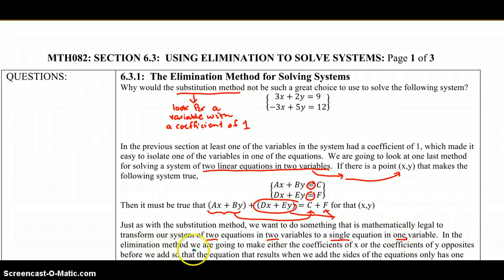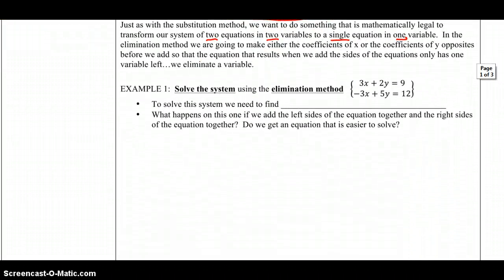In the elimination method, we're going to make either the coefficients of x or the coefficients of y opposites before we add, so that the equation that results when we add the sides of the equations only has 1 variable in it. Hence we get the name elimination method, because we're going to set up the system and do something mathematically legal to the system that will eliminate a variable for us. So instead of having 2 equations and 2 variables, we'll end up with 1 equation with 1 variable.